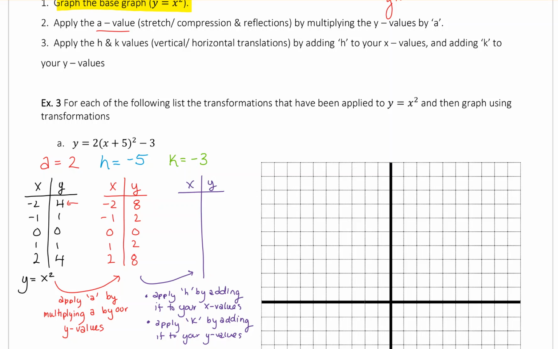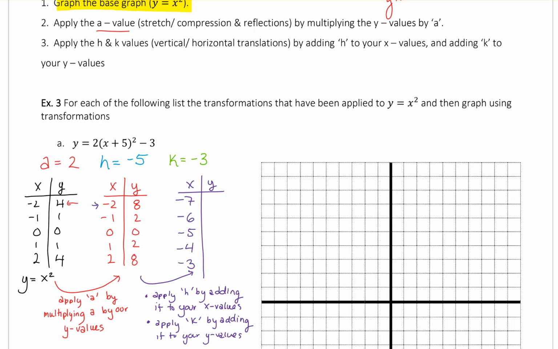So let's go ahead and do that. We can do them one by one. So apply h by adding it to your x value. So h is negative 5. My first value of x is negative 2. Negative 2 plus negative 5 is negative 7. Negative 1 plus negative 5, negative 6. 0 plus negative 5, negative 5. 1 plus negative 5, negative 4. And 2 plus negative 5 is equal to negative 3.